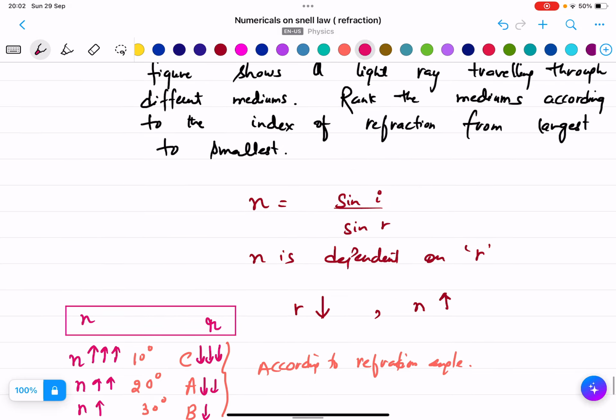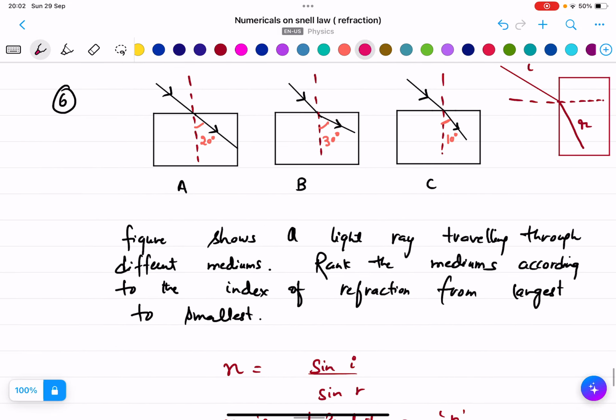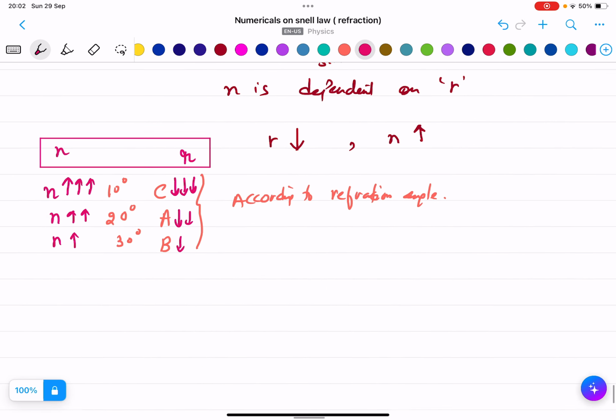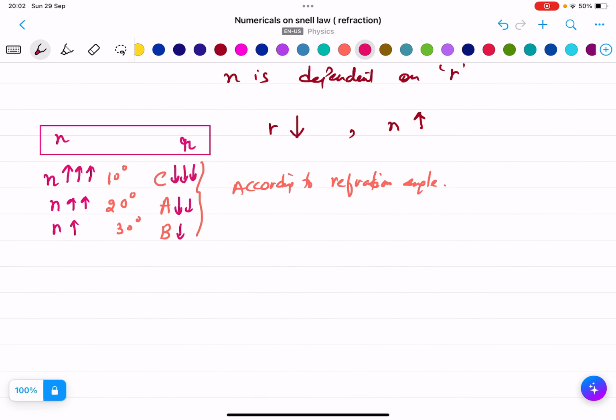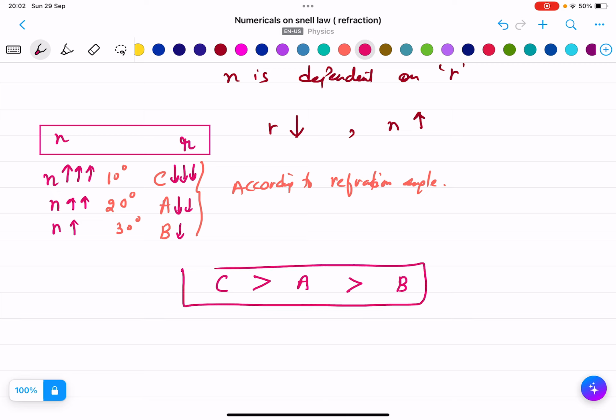Now we need to do it from largest to smallest. N from largest to smallest, that means C, A, B. So C will be greater, A will be next, and B will be the smallest. So this is your answer.